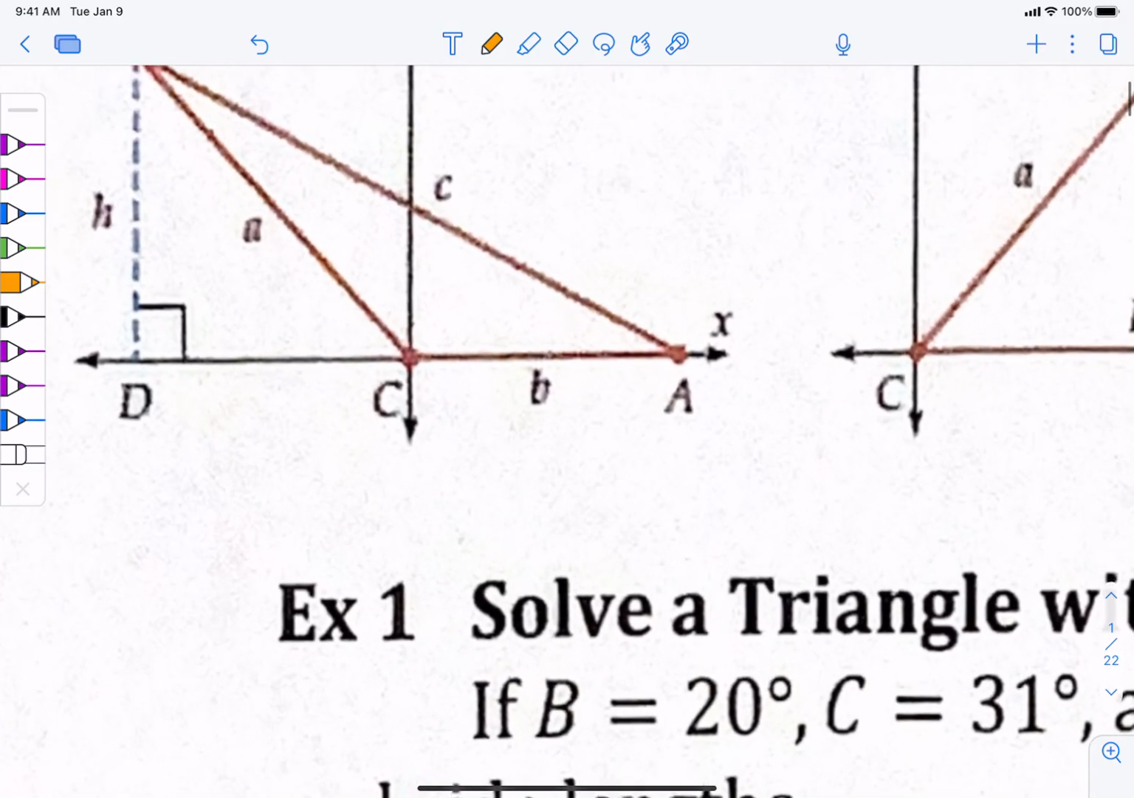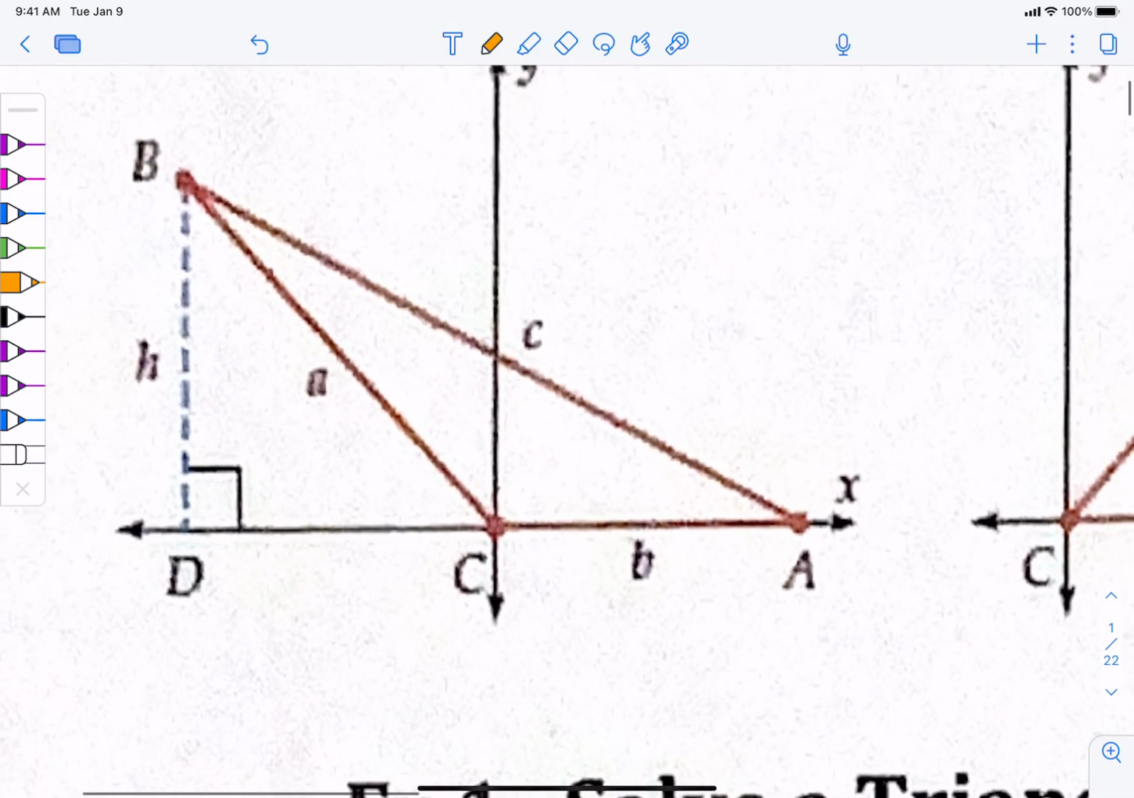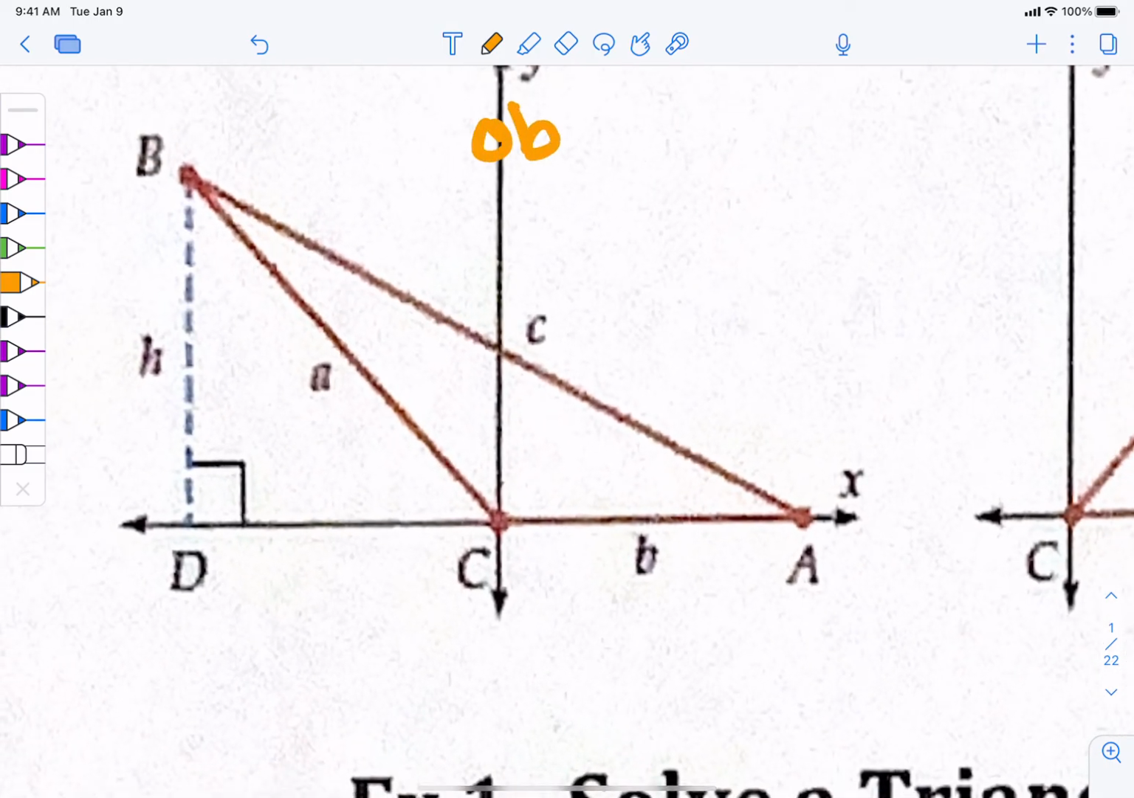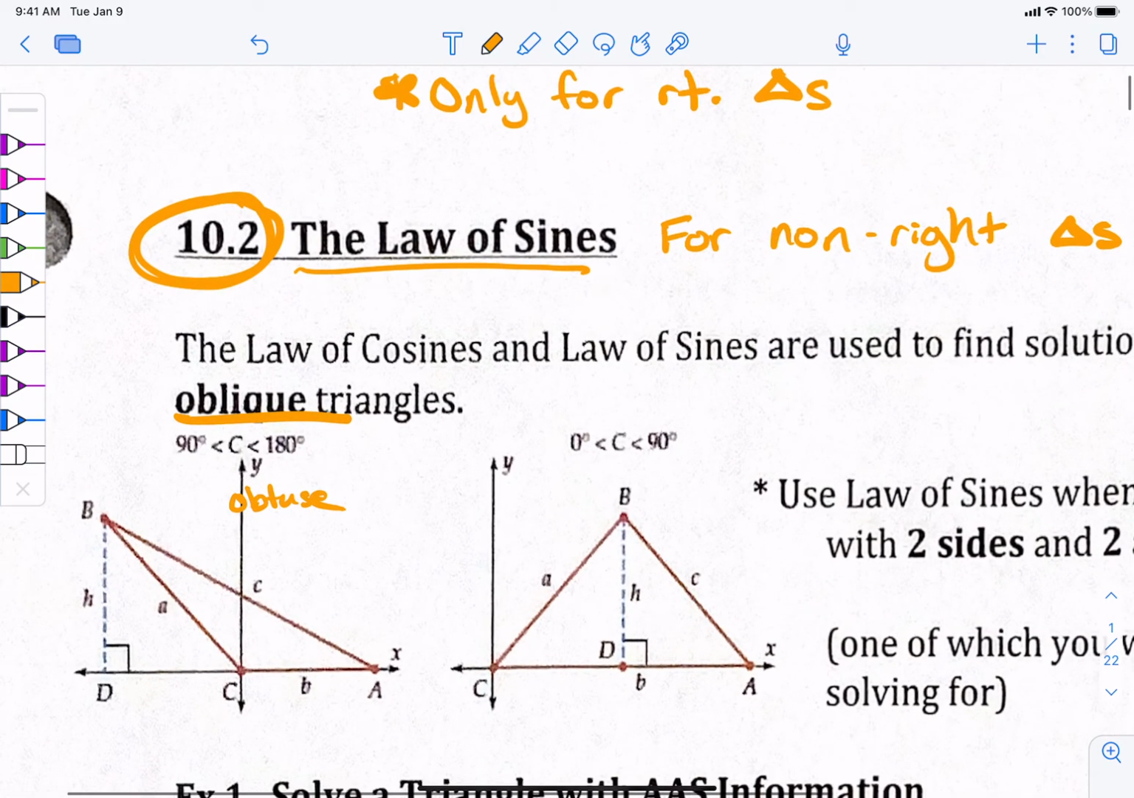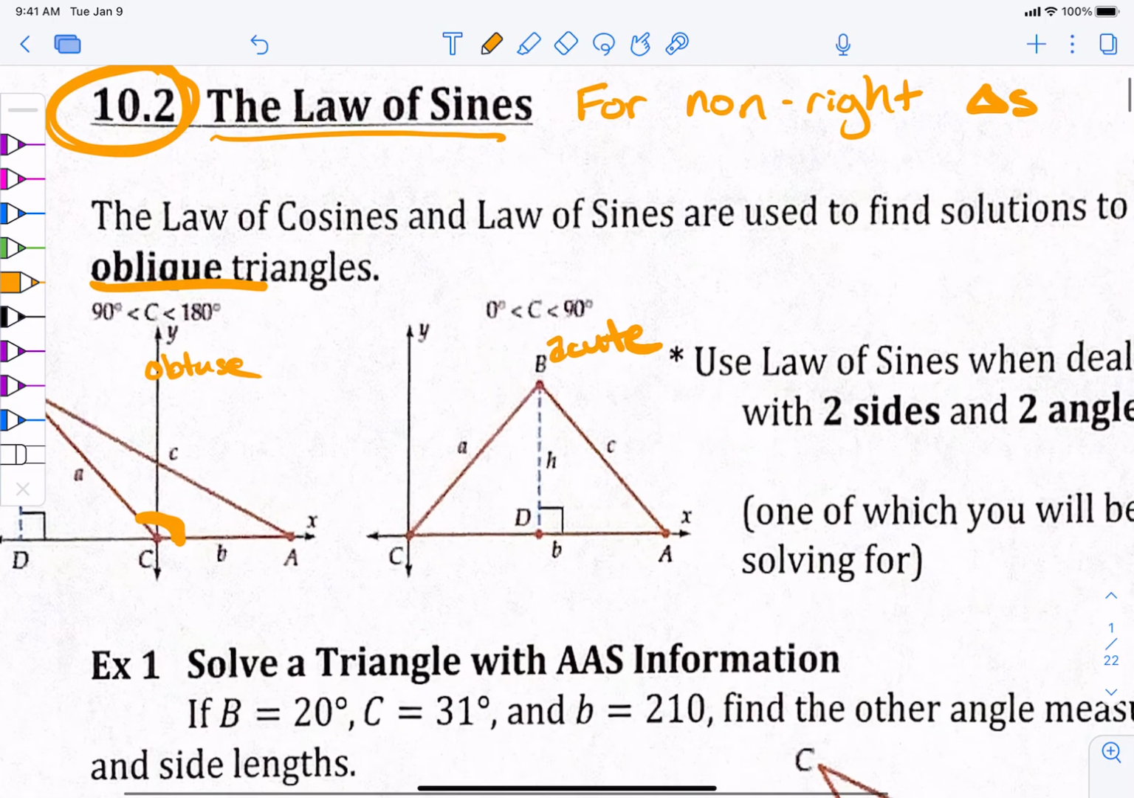The law of sines. Here are two examples of some non-right triangles. This is an obtuse triangle. I'll zoom out. And what's the one on the right called? Acute, because all of its angles are less than 90 degrees. Obtuse means one of the angles is bigger than 90 degrees. You can see that on angle C. So obtuse or acute, it doesn't matter which one you have, you can use the law of sines for these.